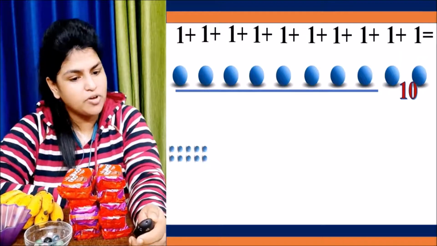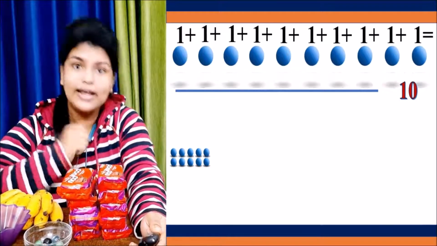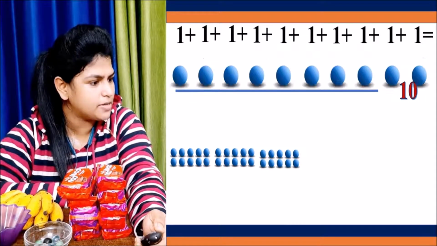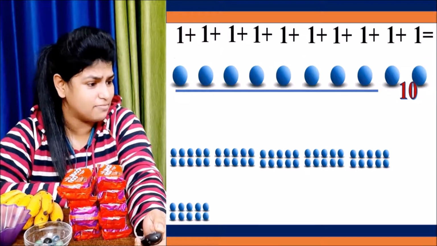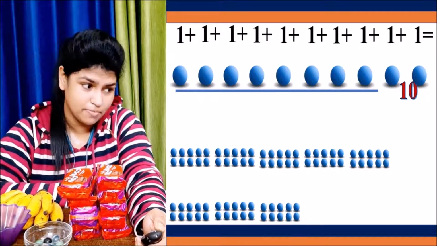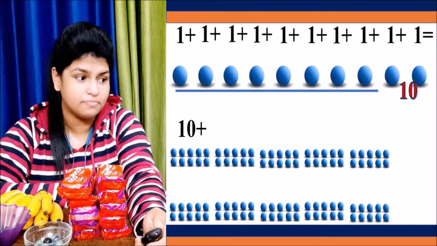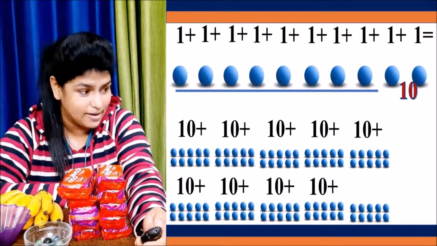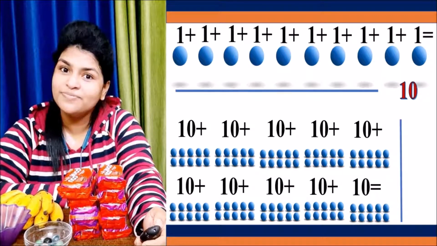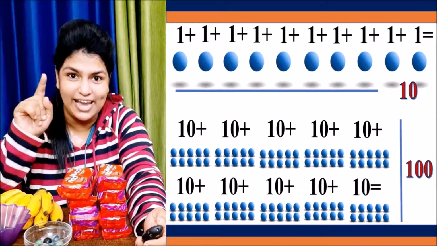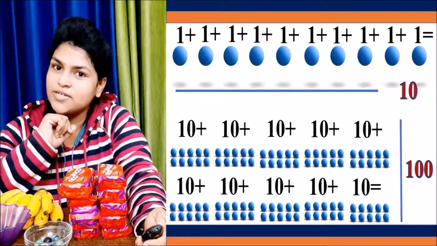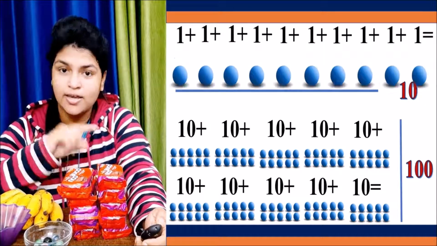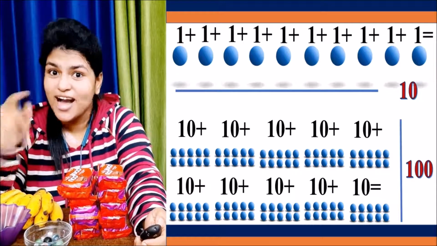So next, now I am going to take 10 marbles 10 times. Okay, so 10 plus 10 plus 10 plus 10 plus 10 plus 10 plus 10 plus 10 plus 10 plus 10 is equal to 100. So if you take 10 10 times, you will get 100. If you take 1 10 times, you get 10. If you take 10 10 times, you get 100.